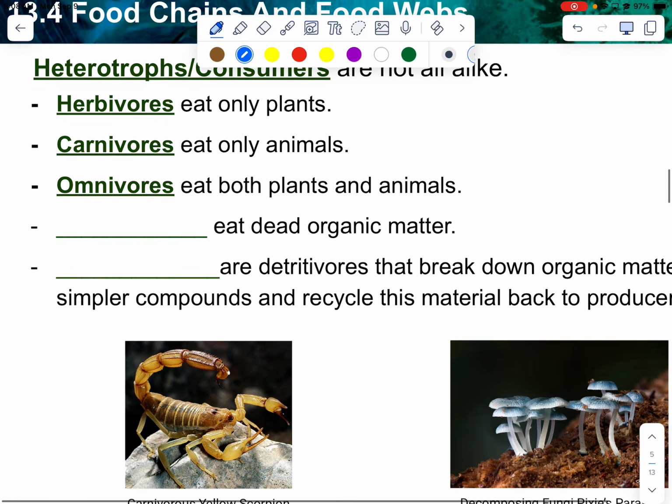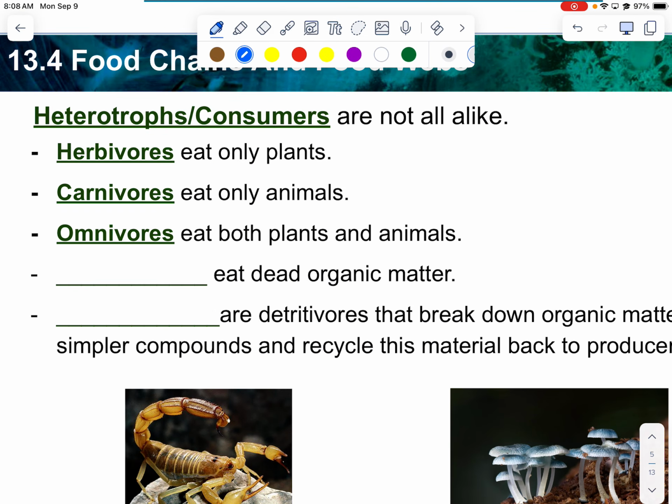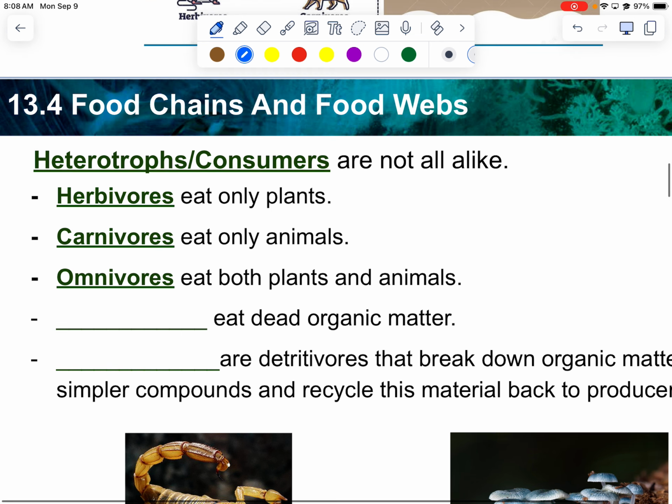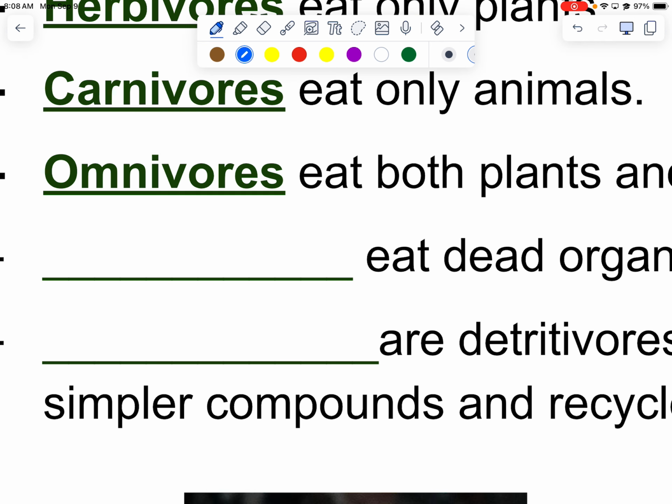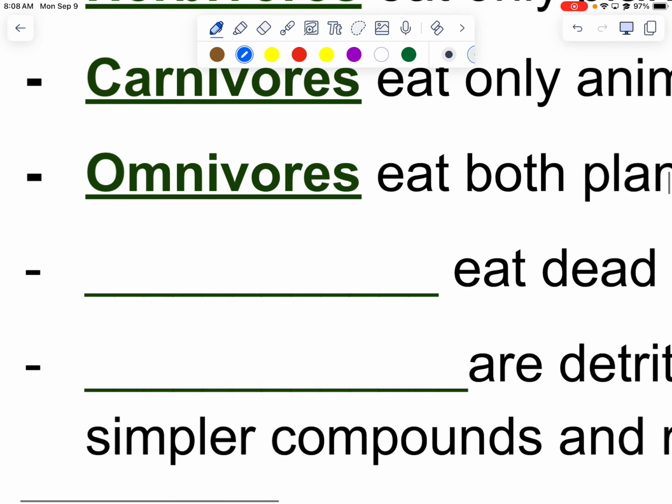All right. So another review, herbivores eat plants, carnivores eat animals, omnivores eat both. And then does anyone remember what the word was for the types of organisms that eat dead organic matter? Omnivore is already there. Starts with a D. Decomposer is going to be the one below it.